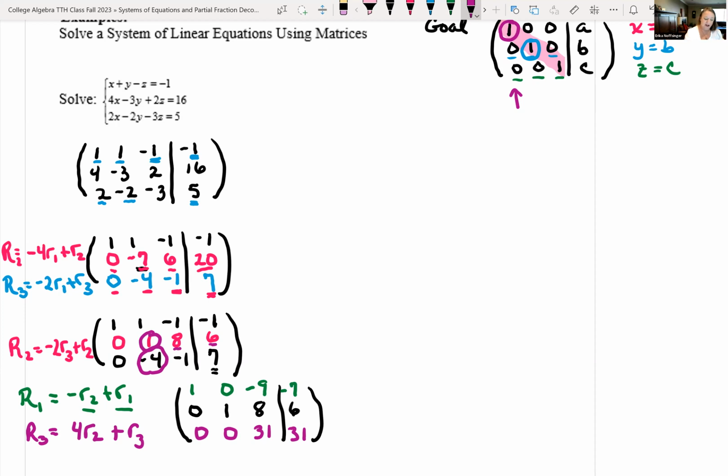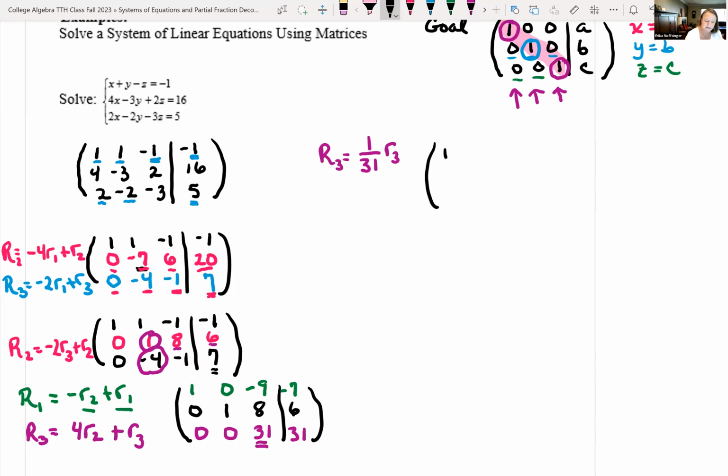So I finished column 2. I got everything I wanted in column 2. So now we're going to move to column 3. Our first goal is to get the 1 where we want it. I want to manipulate this so that that 31 is a 1. The only way I can do that without screwing up the columns I just did is to look at 1 divided by 31 times row 3. And this is going to be my new row 3.